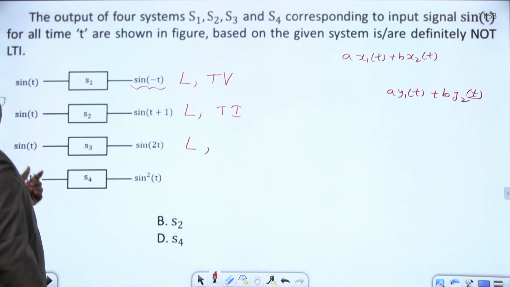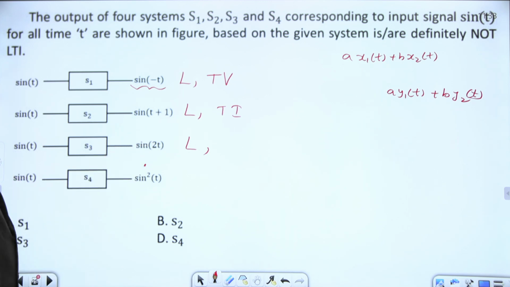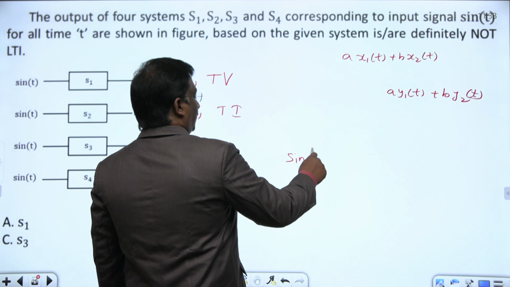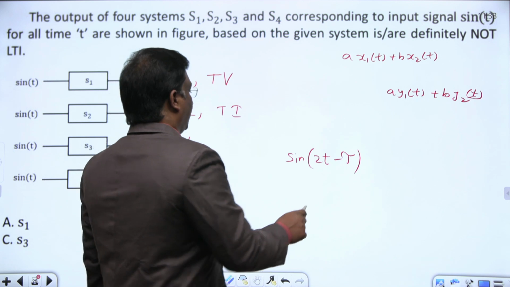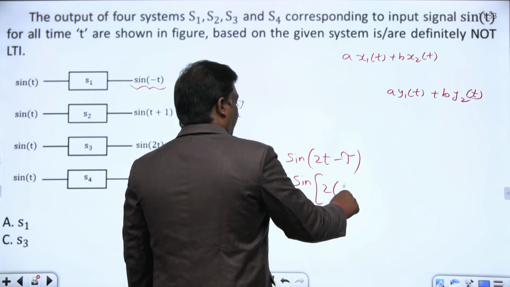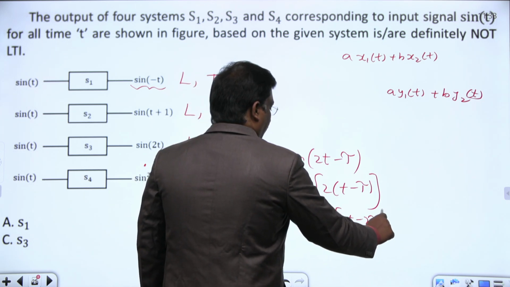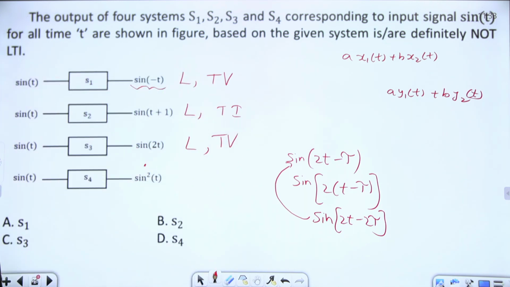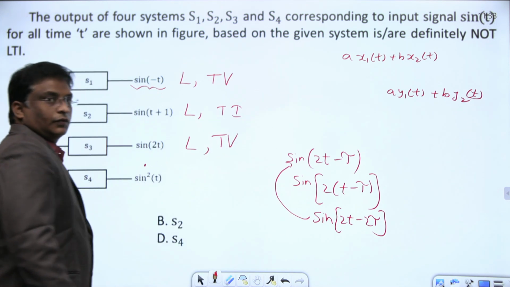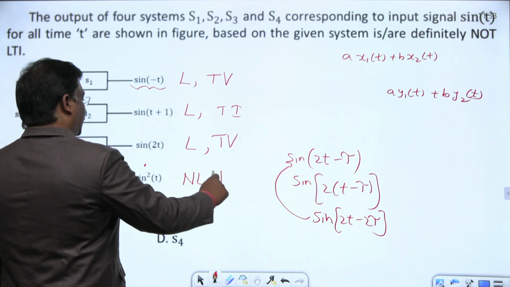If I delay only the input by tau, I get sin of 2t minus tau. If I delay the entire output, I get sin of 2 into t minus tau, which is sin of 2t minus 2 tau. Are both the same? No, that's why it's a time varying system. Next, sin square t will not obey the homogeneity as well as additivity principle. This is a non-linear system, but it's a time invariant system.